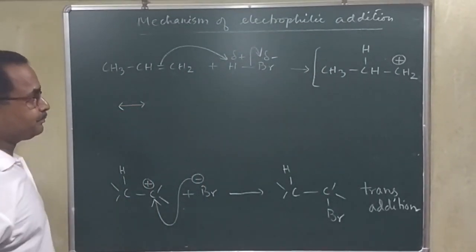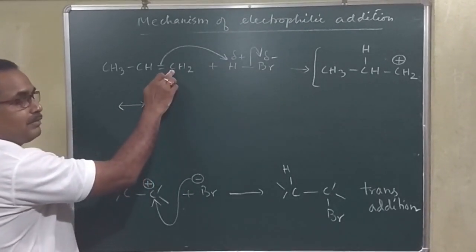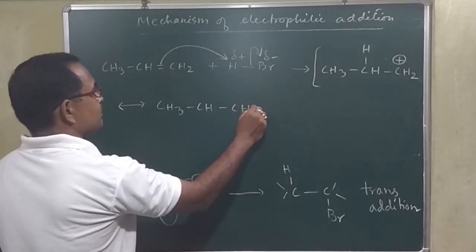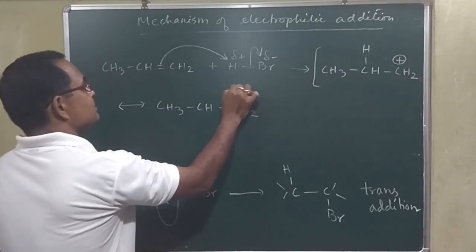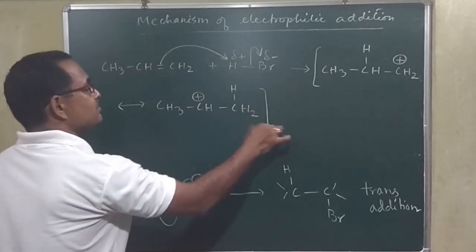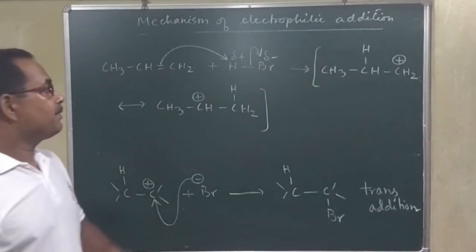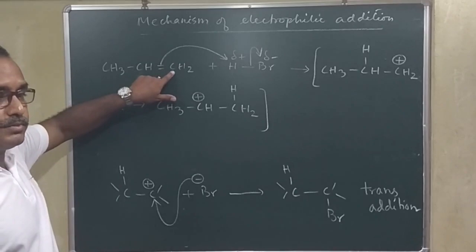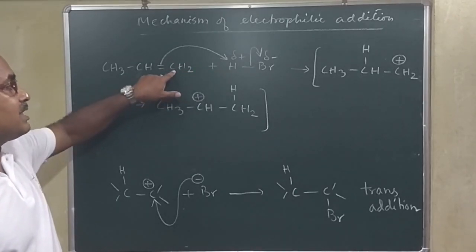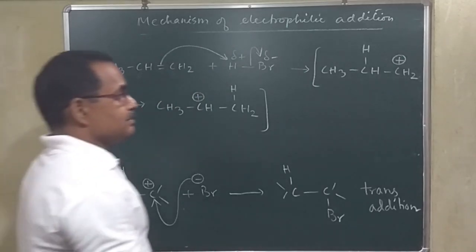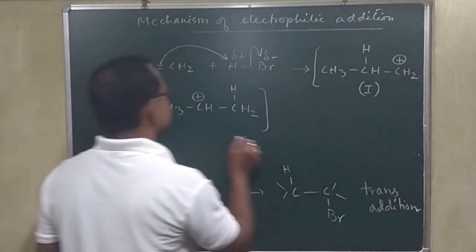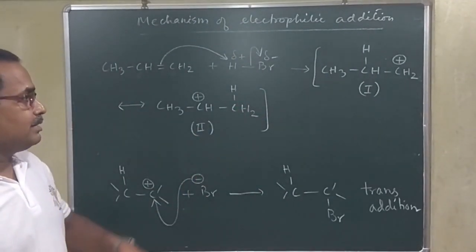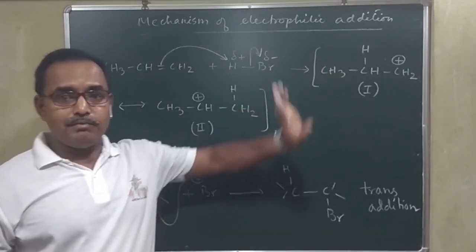Or if hydrogen forms a bond with this carbon, then CH3CH2CH2. In this case, this carbon will be positive. Is that clear? Hydrogen may form a bond with this carbon; in that case, this carbon will be positive. But if hydrogen forms a bond here, this carbon will be positive. So suppose this is 1 and this is 2. Both are carbocations.